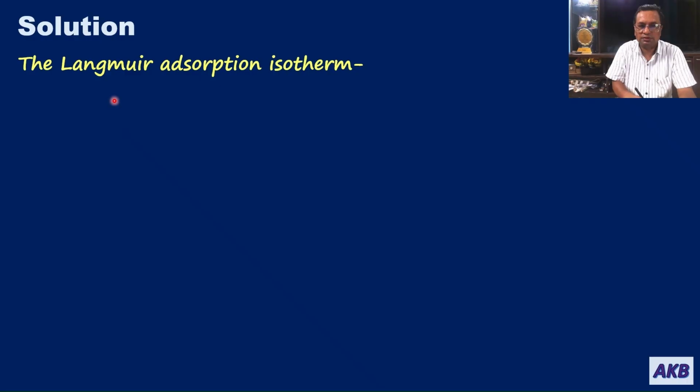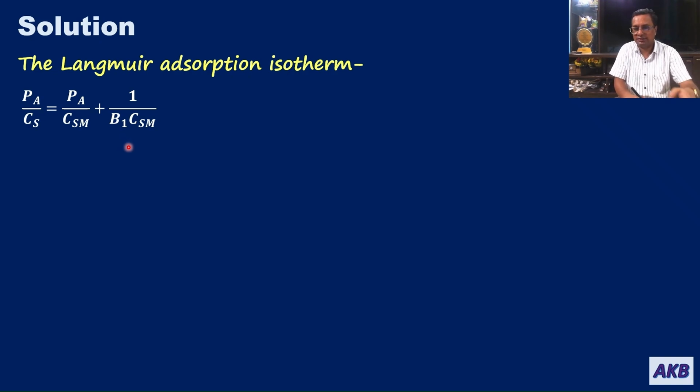We know the Langmuir Adsorption Isotherm, it is given by this equation. I have discussed the derivation of this equation in my earlier video on Langmuir Adsorption Isotherm. The link for the entire playlist is available in the description section. Please watch it. So the equation is P upon Cs is equal to Pa upon Csm plus 1 upon B1 into Cs. Now what are the terms involved in it?